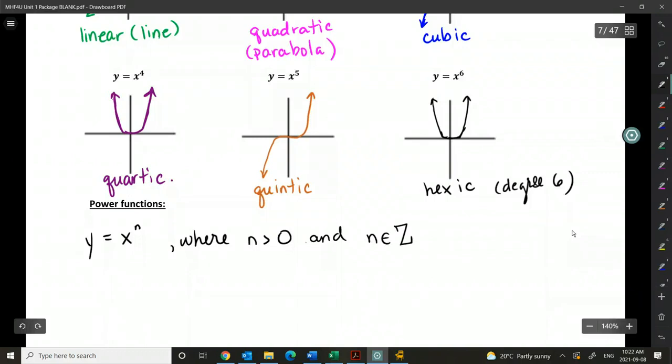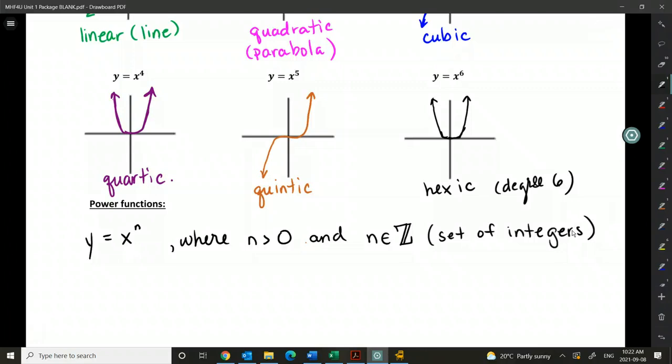The way that we say that is n, and then we'll use this little e, which means is a part of the set, or is an element of. And then this is the set of integers. It's like a Z with a double bar on it. So I'll just put set of integers. What is an integer? Whole number. Integers can technically be positive or negative as well, which is why we have this stipulation that n must be greater than 0.